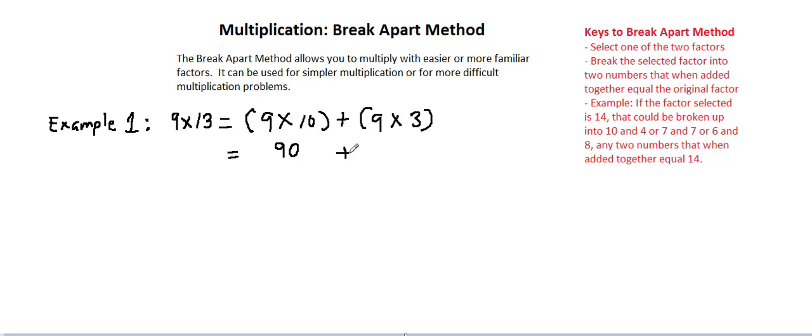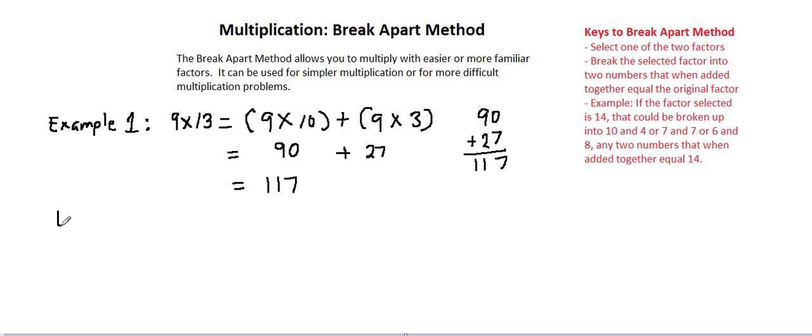Okay, plus 9 times 3, and I can do a T-chart here or use my nines trick, and that would be 27. And then I would add together 90 plus 27, 7, 9, 10, 11. So 9 times 13 would equal 117. And that is an easier problem.